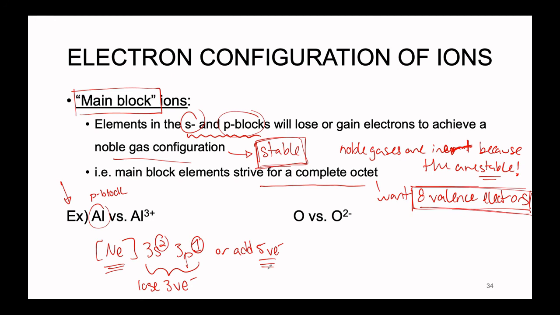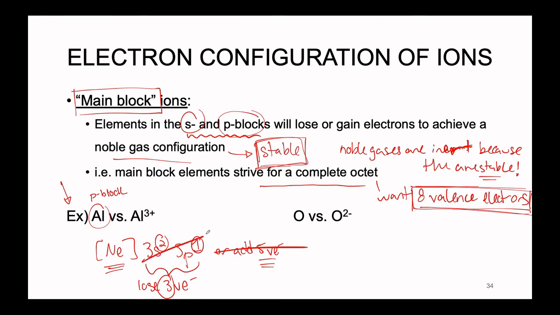Elements are inherently lazy. Again, we are looking for the path of least resistance. The less amount of work we have to put in, the more likely this is going to be the outcome. So between losing 3 and adding 5, we're going to do the least. We are not going to add 5. That requires adding 2 more electrons than comparing to the total we would have to lose, which is 3. Lose 3 versus add 5. We're going with the lesser work that we have to do.